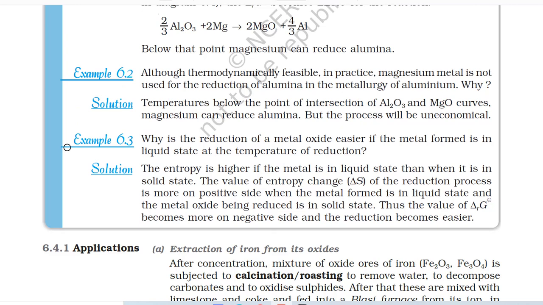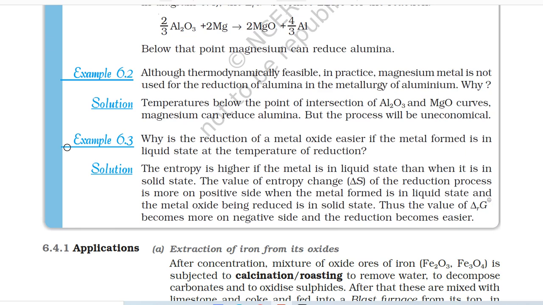Example 6.2: Although thermodynamically feasible, in practice, magnesium metal is not used for the reduction of alumina in the metallurgy of aluminium. Why? Solution: At temperatures below the point of intersection of Al2O3 and MgO curves, magnesium can reduce alumina, but the process will be uneconomical. Example 6.3: Why is the reduction of a metal oxide easier if the metal formed is in liquid state at the temperature of reduction?